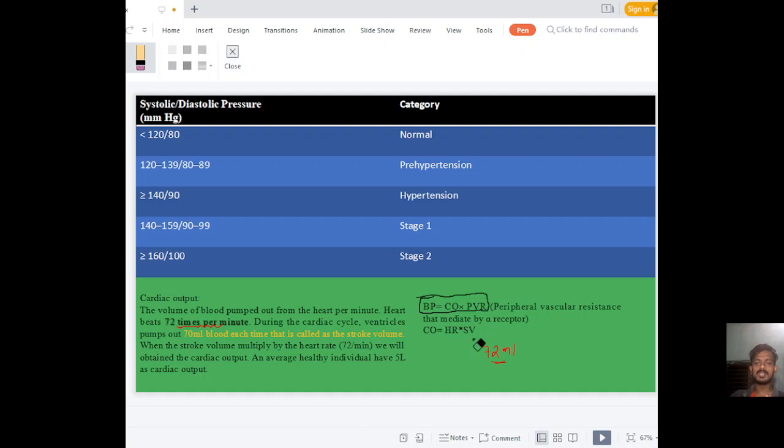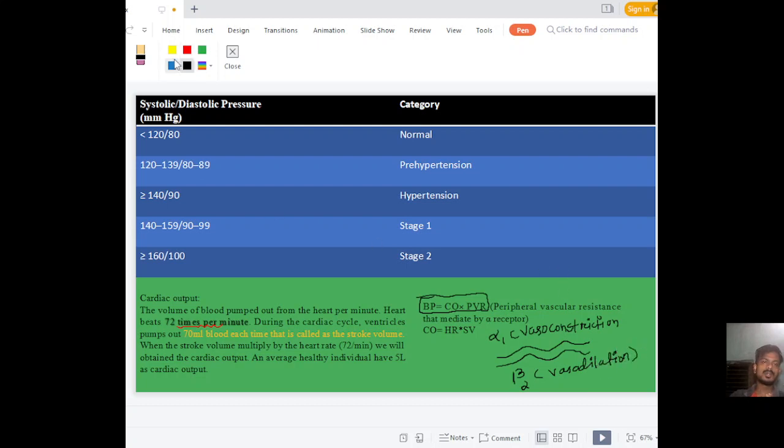Next one is peripheral vascular resistance. What is peripheral vascular resistance? To understand it, let us draw a blood vessel. As I discussed with you in the autonomic nervous system, blood vessels have two types of receptors. One is alpha 1, the second is beta 2. Alpha 1 will always cause vasoconstriction and beta 2 will cause vasodilation.